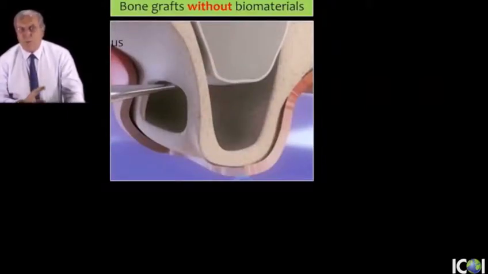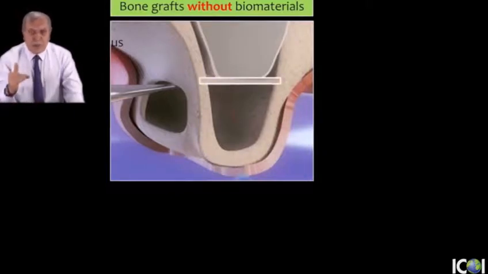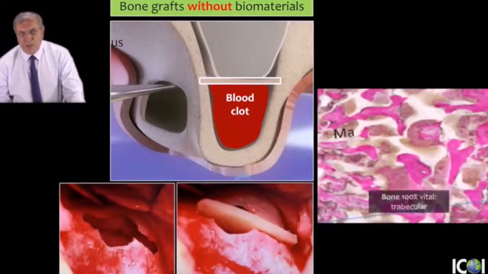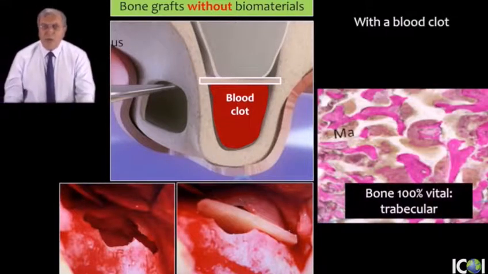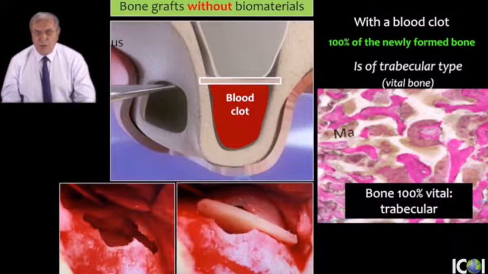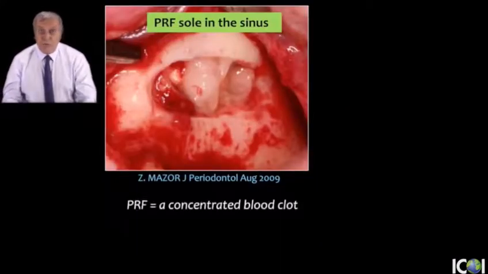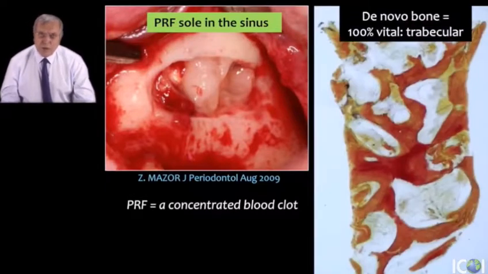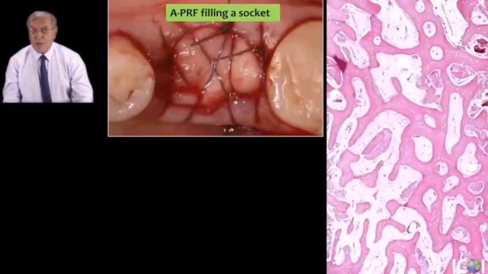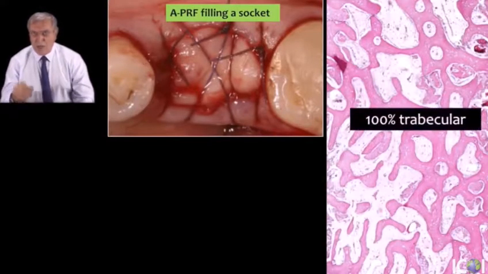When we graft without biomaterials, for example, we put a plate in the sinus and we leave only the blood clot. After a few months, we do histology, and what do we see? We see that we have 100% vital bone, perfect bone. When we do sinus with PRF, a blood concentrate, we meet exactly the same quality: 100% vital bone, only trabecular. When we fill a socket with PRF, we meet again the same quality, 100% trabecular.